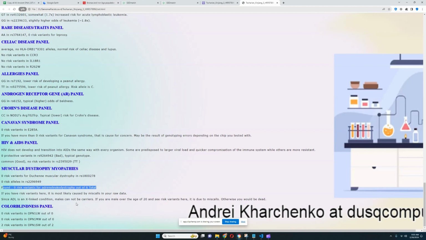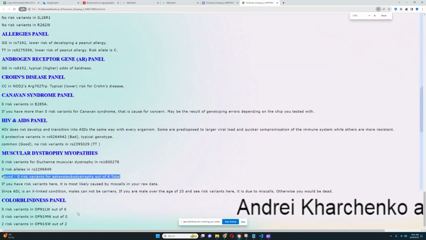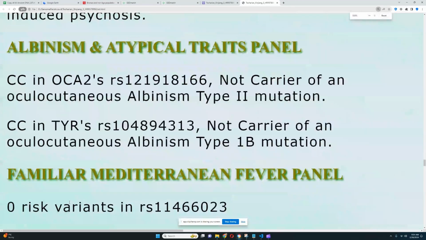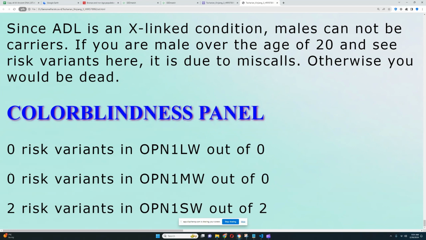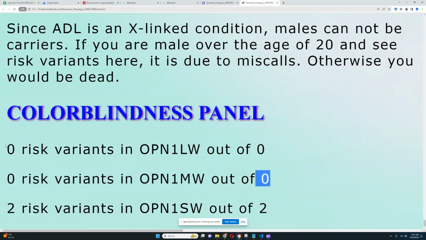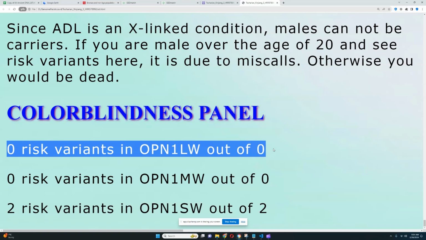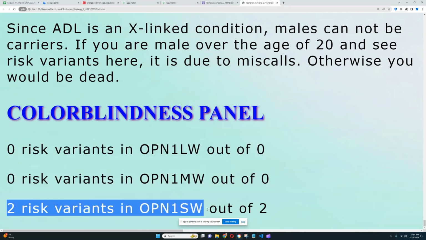And for color blindness, this is actually a little bit of content for me to discuss. Hold on. Look at that. So for color blindness, let me scroll to the very end. He doesn't have any risk variants in OPN1MW, 0 out of 0. 0 out of 0 in OPN1LW. Unfortunately, none of those were found in the file. But he does have two risk variants in OPN1SW, 2 out of 2. So he might even have some predisposition to color blindness, which is very interesting.